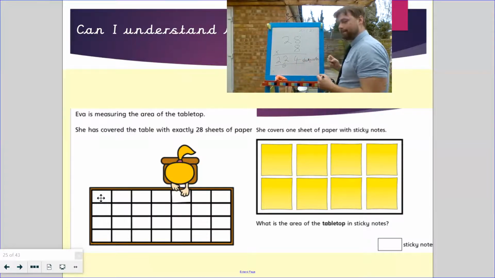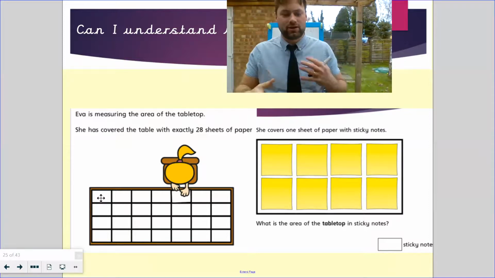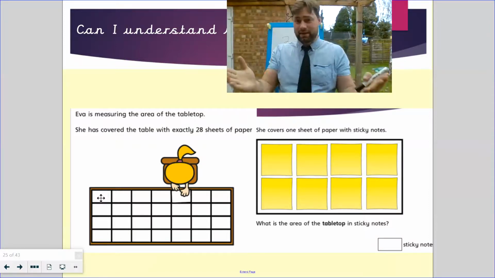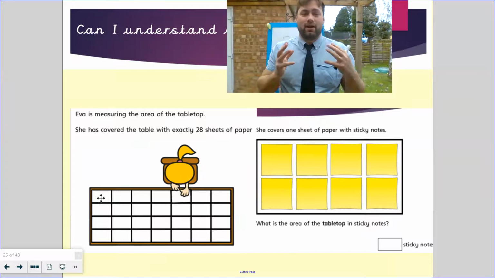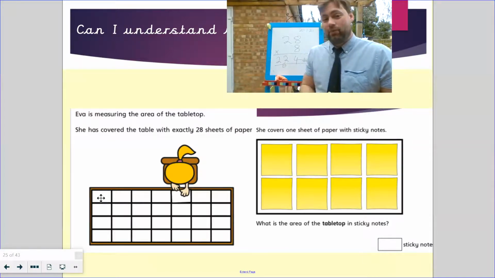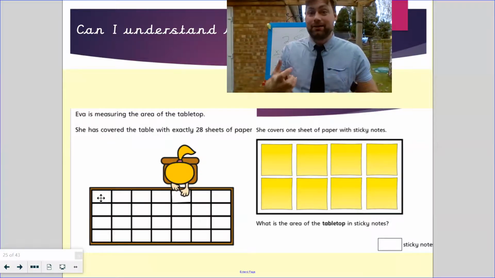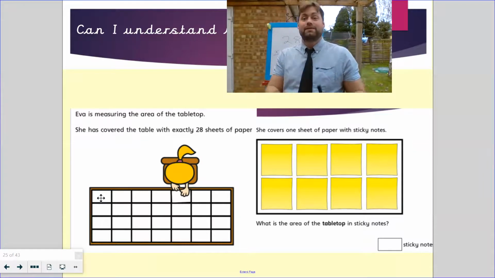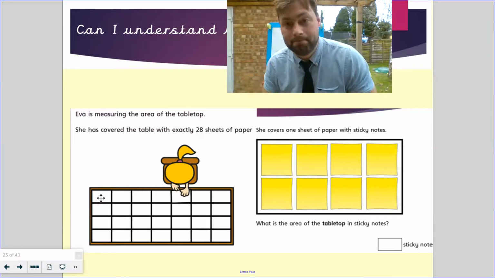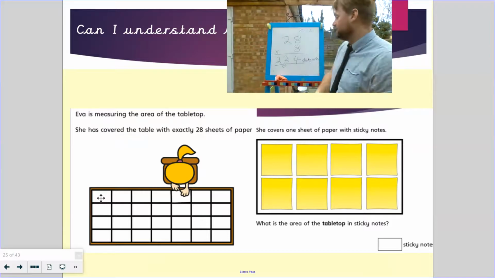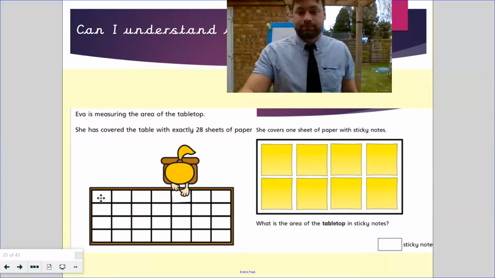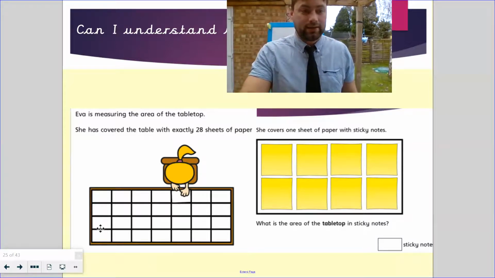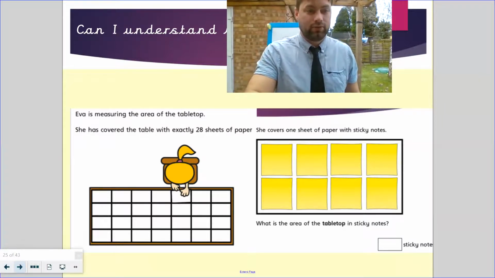Okay, so now hopefully you're starting to get an idea. The area is the space inside a rectilinear shape. And here we're now starting to see how we may use squares to help us calculate the actual area of a rectilinear shape. Okay. So good, well done if you got all of that.